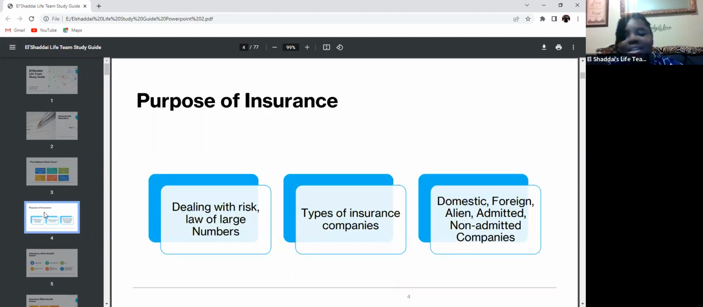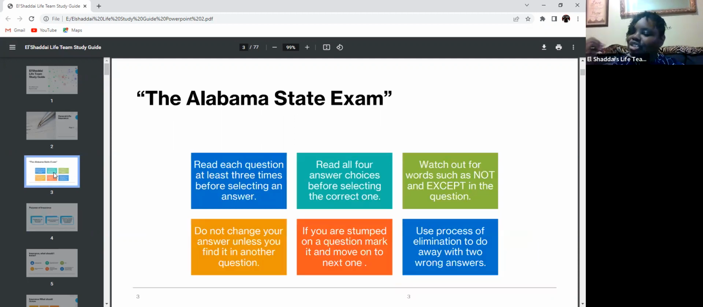All right, next, use the process of elimination. Go ahead and get rid of 2 wrong answers. Look at those answer choices. Study them and say, this doesn't have anything to do with anything. That doesn't have anything to do with anything. That narrows your choice down to 2. Pick that right answer and keep it moving.